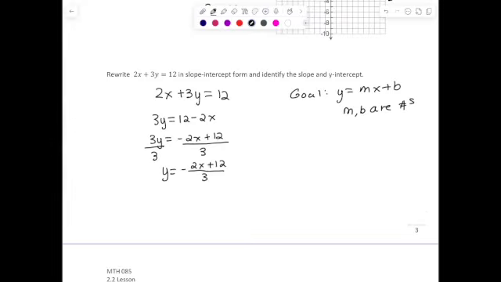So this turns into -2x over 3 plus 12 over 3. We're going to want to be comfortable with this idea of splitting fractions. So if you have (a plus b) over c, this is a over c plus b over c, formula.